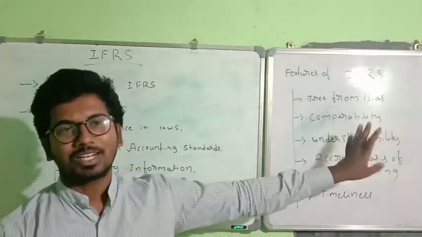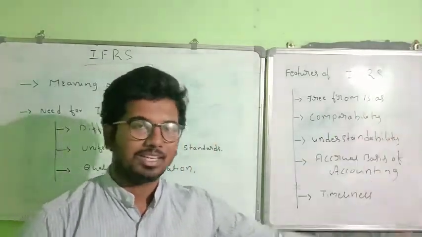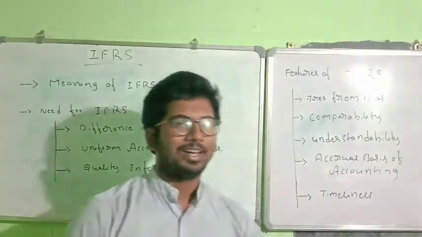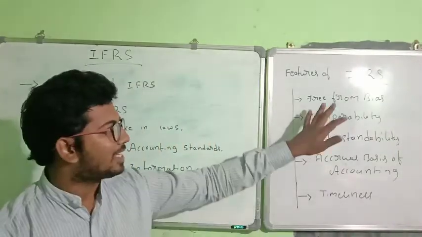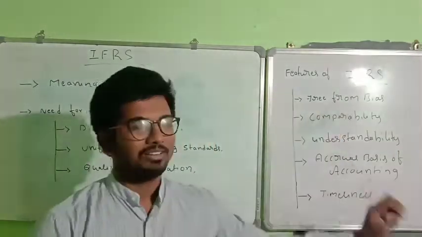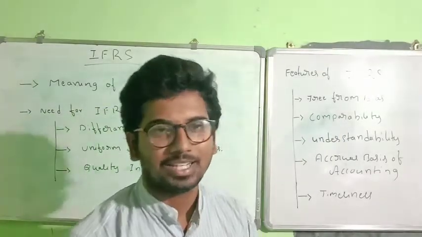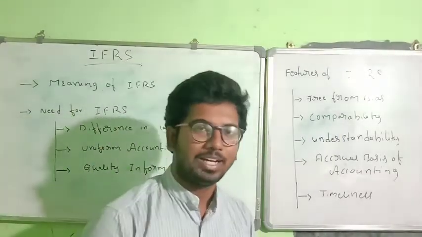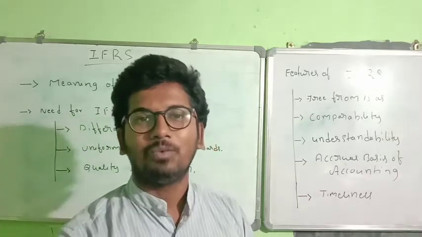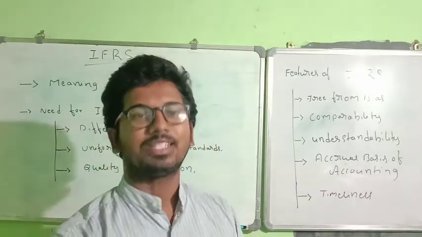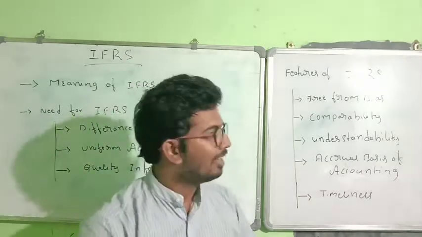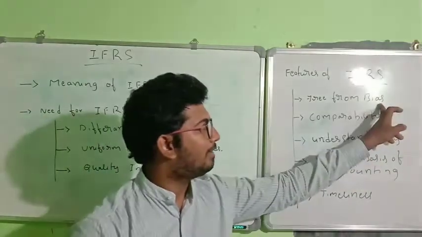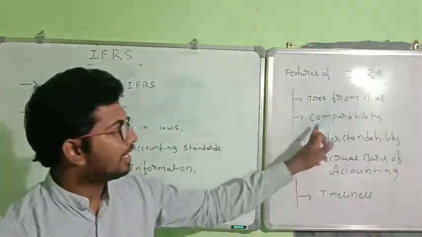That means there is no partiality, whether based on the country, the company, or the nature of business. If the IASB gives a set of standards to the listed companies, then every company across the world has to prepare financial statements based on the given standards. That is what you call free from bias. Then, comparability.